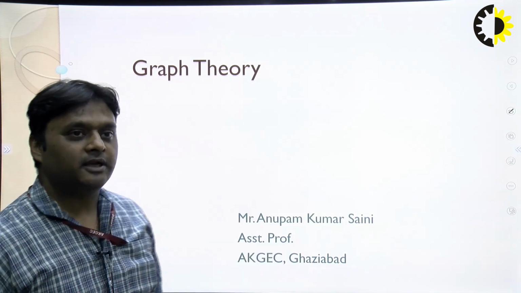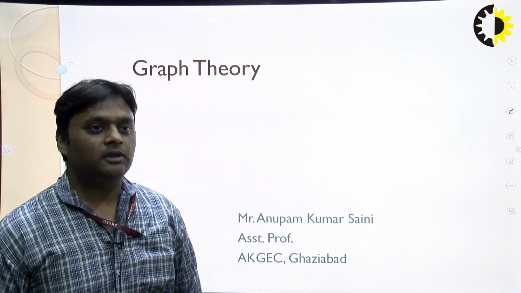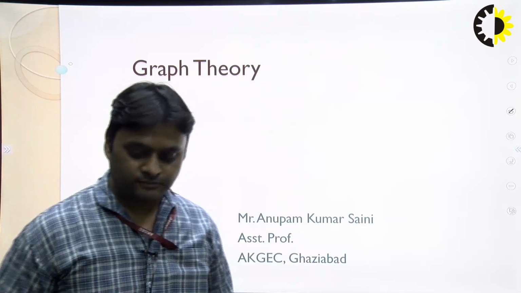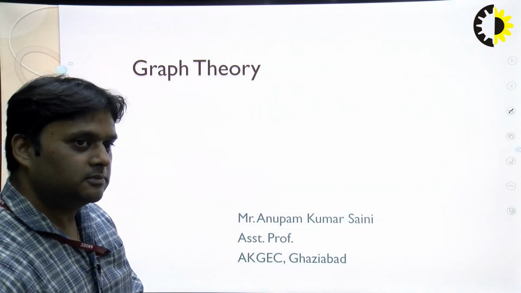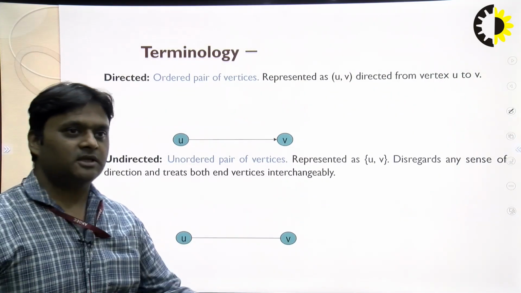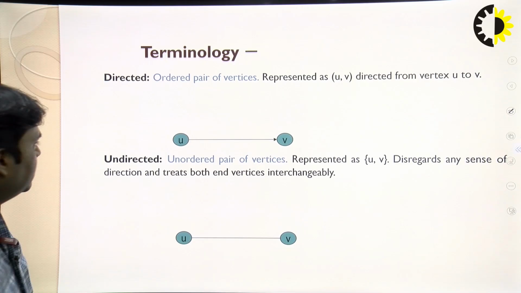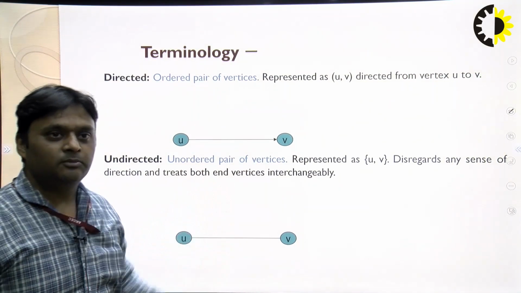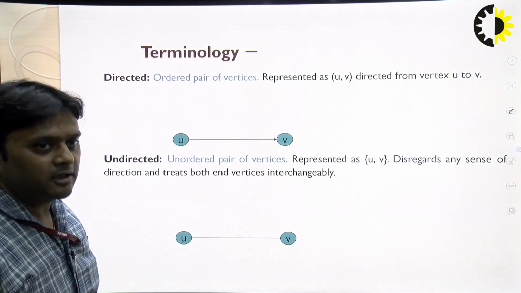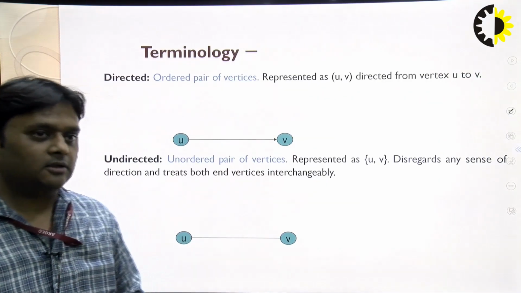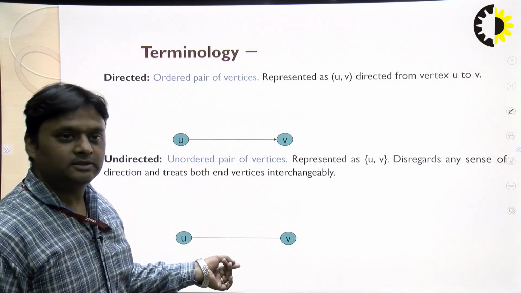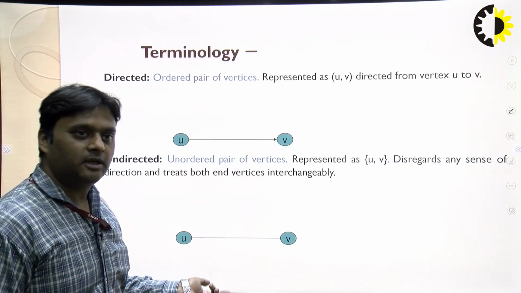In the last lecture I discussed graph theory and the various types of graph. I will summarize in a short way. In the previous class I discussed the directed graph, in which a direction between two vertices is shown. In an undirected graph, the two nodes are connected via an edge without any direction.